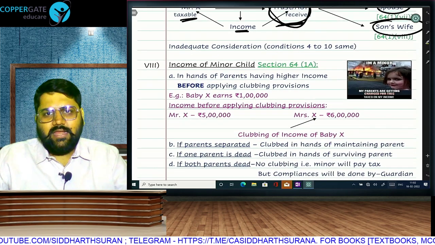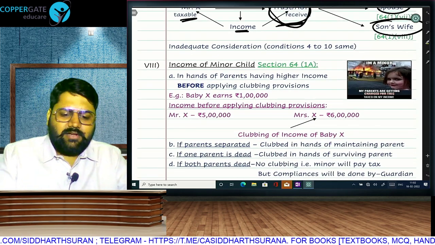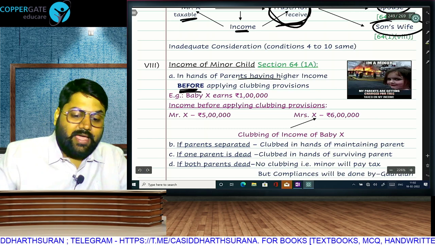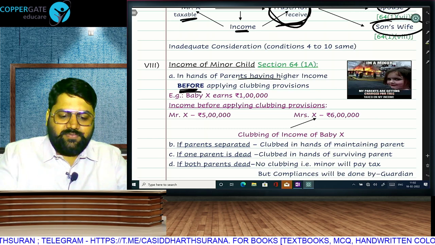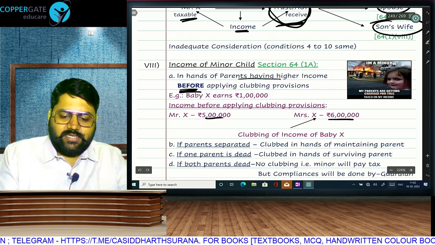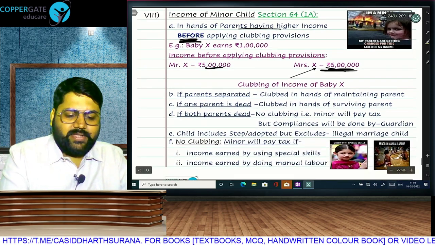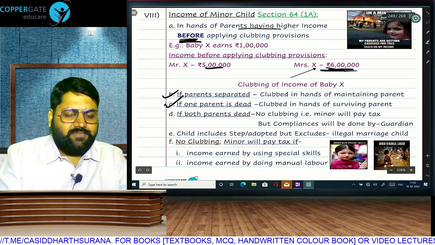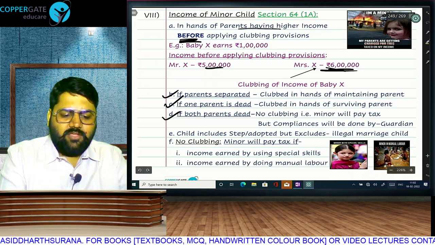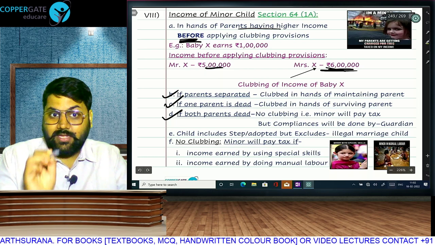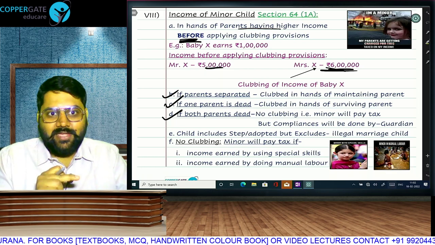If there is any income of a minor child, then it will be clubbed in the hands of the parent who has the higher income before applying the clubbing provision. So if father has 5 lakh, mother has 6 lakh, so we will apply clubbing over here before clubbing. If parents have separated, then the maintaining parent. If one parent is no more, then the surviving parent. If both parents are no more, be careful here. There will not be clubbing in the guardian's income.